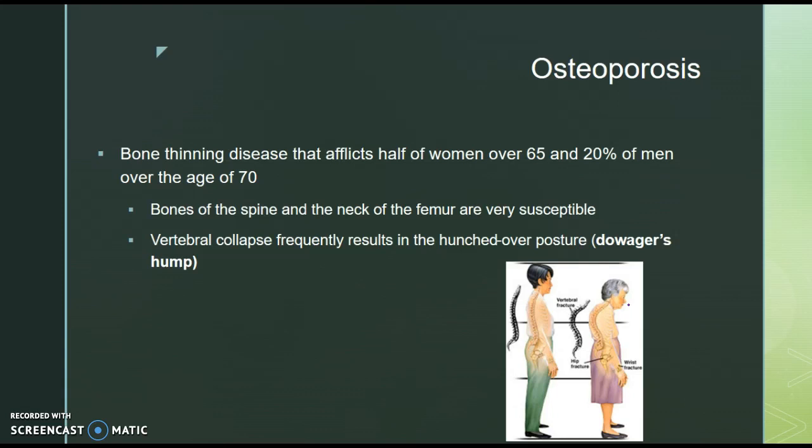What happens also is we see that the vertebrae start to collapse and fracture in on themselves. That's why people with osteoporosis tend to lose height, and they also develop the hump on the back. We call that a dowager's hump.